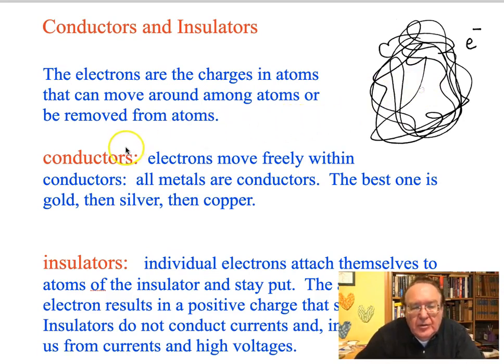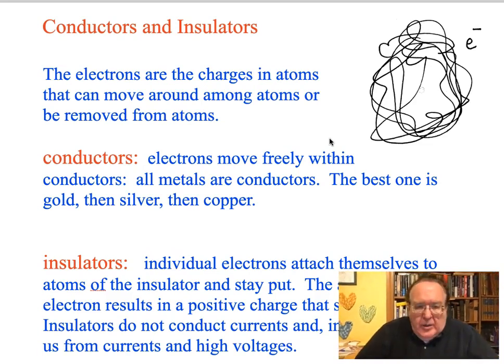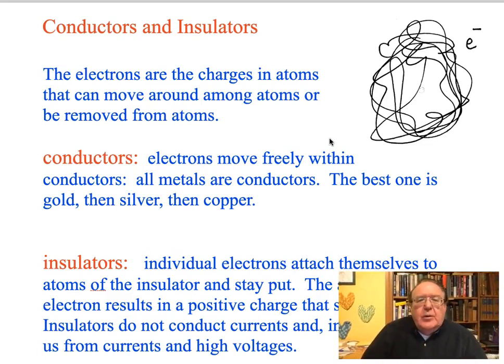So in conductors, the electrons are free to move completely throughout the conductor. So all metals are conductors. The best conductor of all is gold. The next one is silver, and behind that is copper. Copper is much cheaper than silver or gold, and so all buildings are wired with copper. It's an excellent conductor, by the way. And so in a metal, the electrons are like a fluid that moves freely throughout the metal.